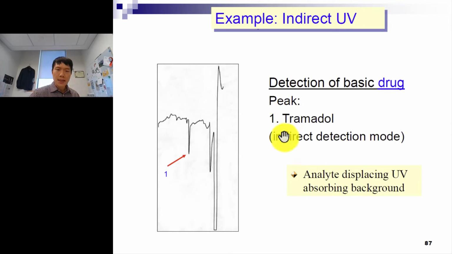Another example is that we can analyze a basic drug. In this case, we pick the indirect UV method, with the signal for tramadol here. This is pretty common in typical UV detection, so you see a lot of peaks going down and up. It doesn't look very exciting, but what you care about is that you see the signal that you want.